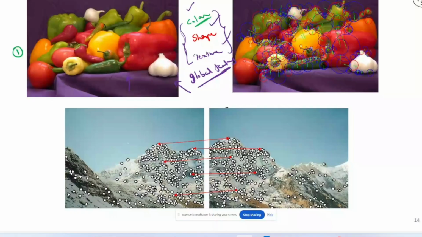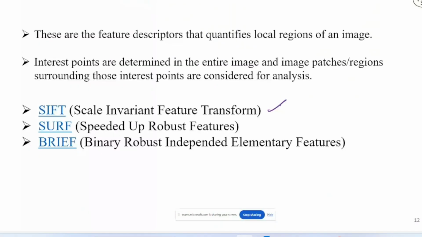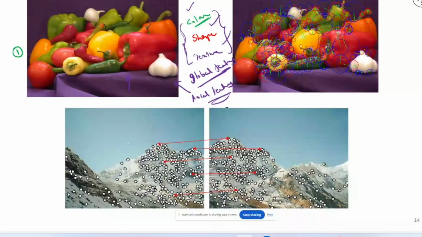There are different types of local features: SIFT, scale invariant feature transform, SURF, speeded up robust features, HOG, histogram of oriented gradients, and BRIEF, binary robust independent elementary features. So these types of methods are available. Here what I need to conclude is that there is no single feature representation to satisfy all different types of data. It is not possible.